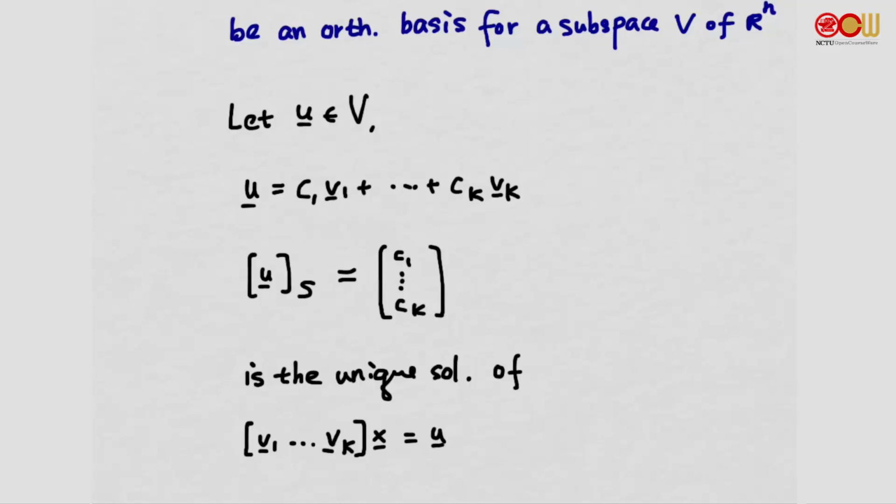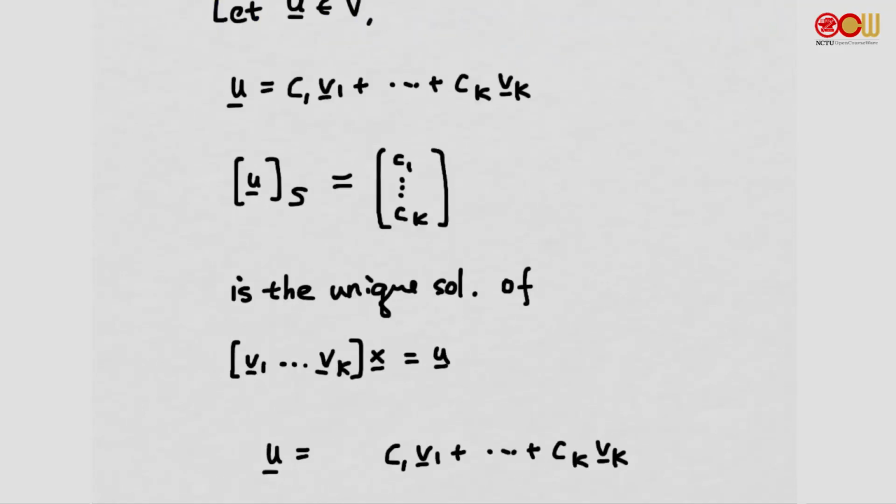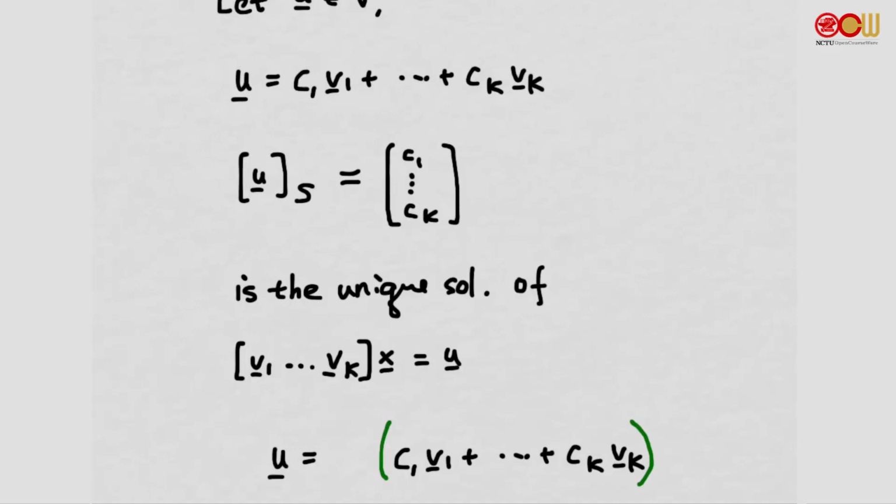But now we have a special basis. Our basis is orthogonal. Does it make any difference here? To use the condition that this is an orthogonal basis, let's try to conjure up some dot product again. u is equal to this linear combination. So let's try to multiply both sides again by V1 transpose. Does this look like something that we have done before in the proof of the theorem?